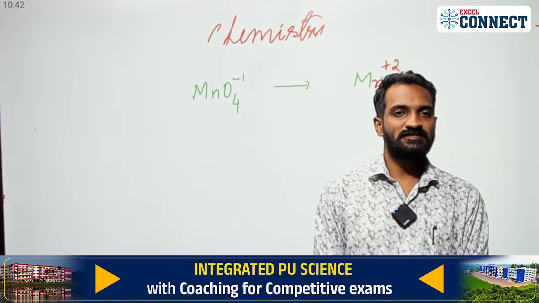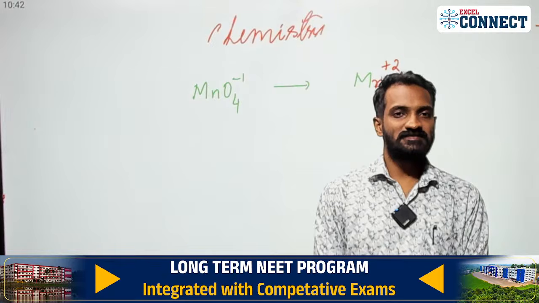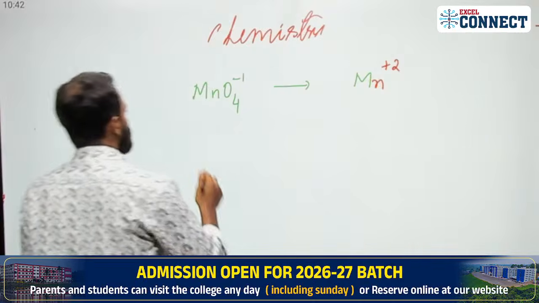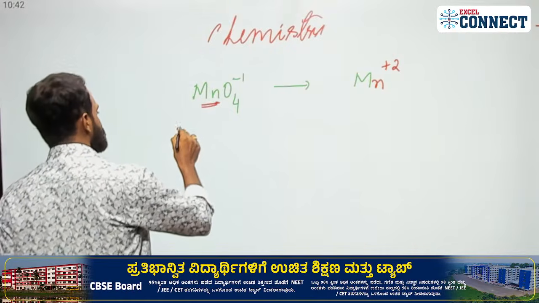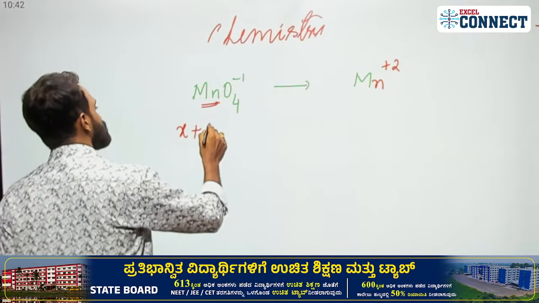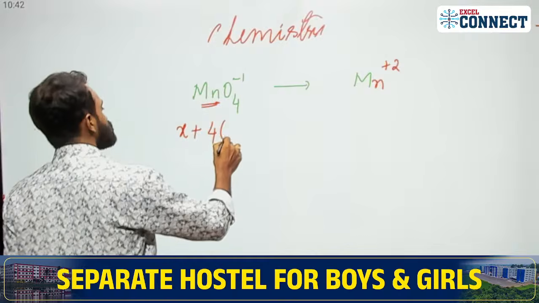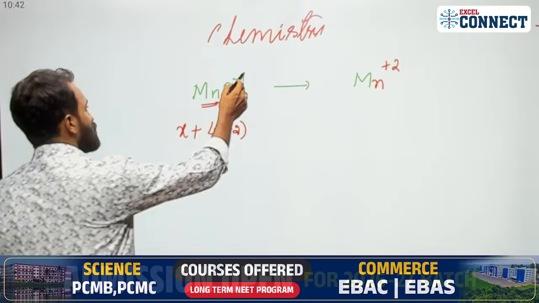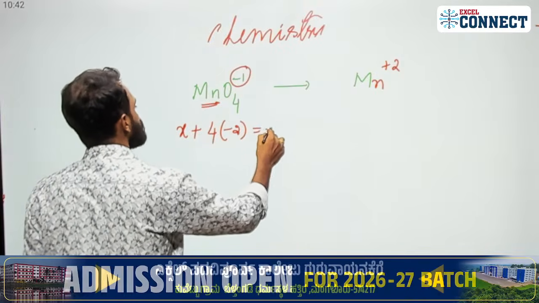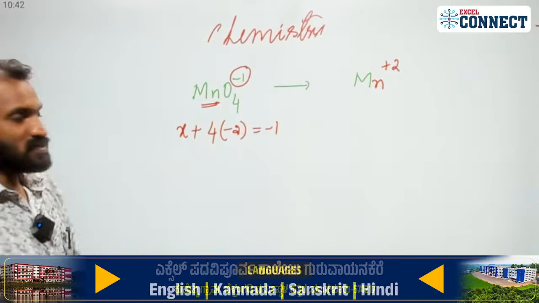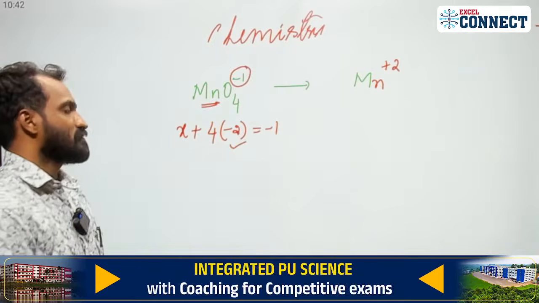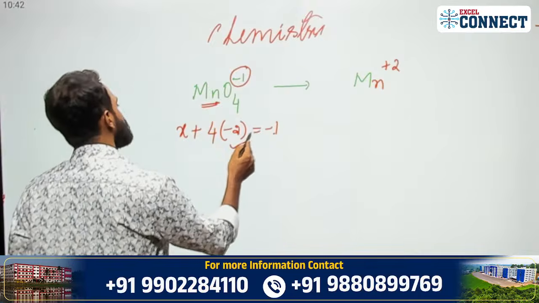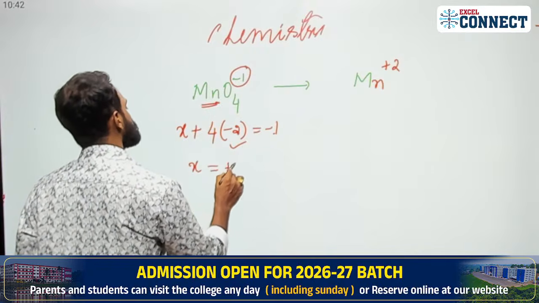Mn, Fadil, it's +7. How? You take this one as X, and here 4 oxygen is there. Each oxygen's oxidation state is generally -2, but the overall charge given in this one is -1. This is given. Understood? So 4 times 2 is 8, 8 minus 1, X is equal to +7. Very good.